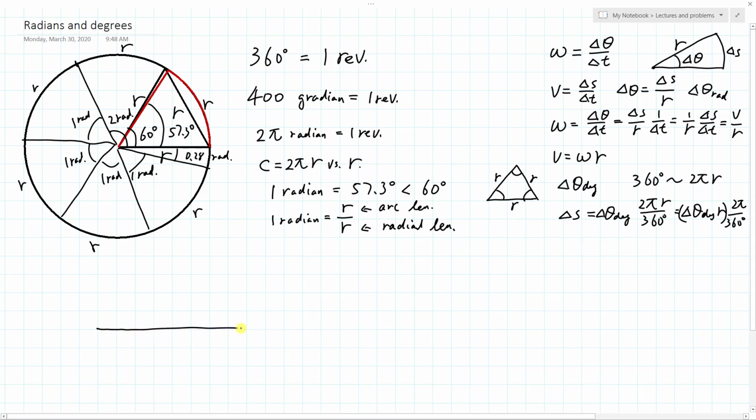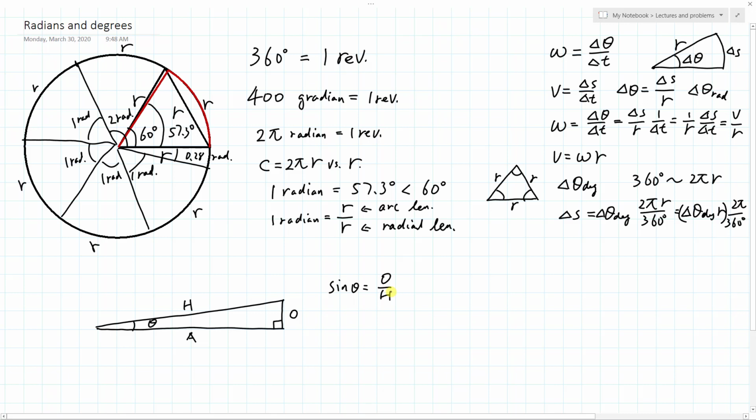And just as an added bonus, let's talk about trigonometric functions. So we have a pretty shallow angle here. We'll call it theta, and we have the opposite, the adjacent, and the hypotenuse. We know that sine theta is equal to opposite over hypotenuse.